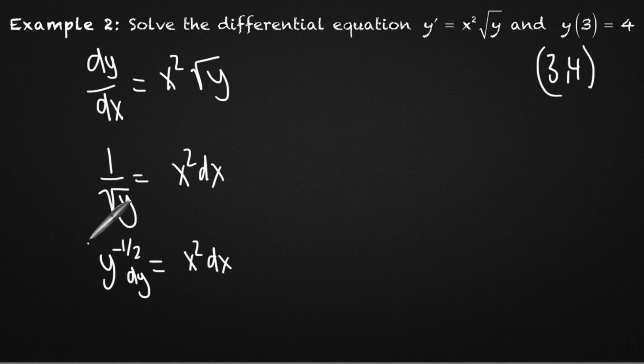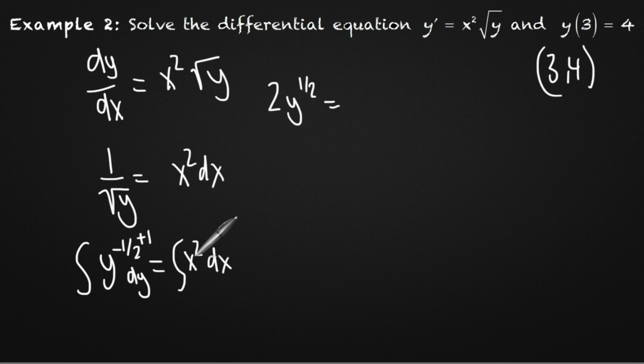Okay, now I'm ready to integrate both sides. So when I integrate y to the negative half, I have to add 1 to the power, which is going to turn it into a positive 1/2. So let me go ahead and do that. But then when I divide by positive half, it's the same as multiplying by 2. So that's going to end up giving me 2y to the half power.